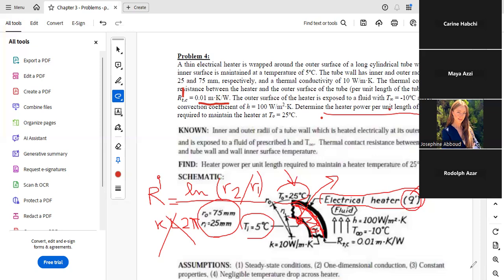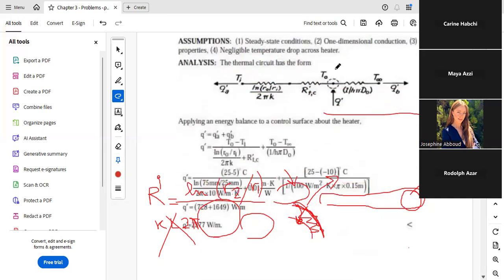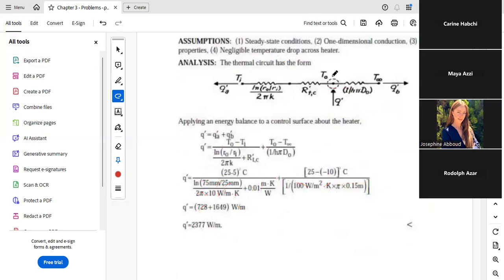So now we are ready to draw our circuit. Okay, so this is the generation term. We have dissipation from this side by convection to the outer side. And here, keep in mind, all resistances are R prime, okay? So R prime convection is what? It's 1 over h times the area per unit length.